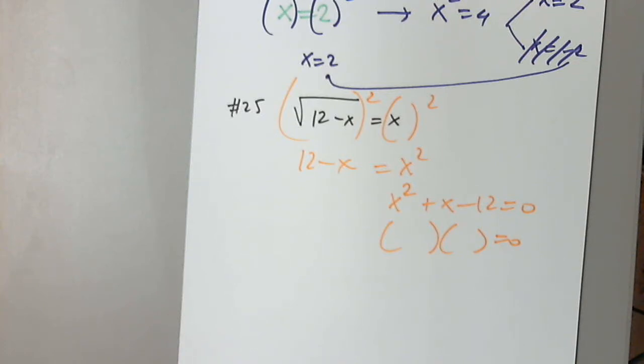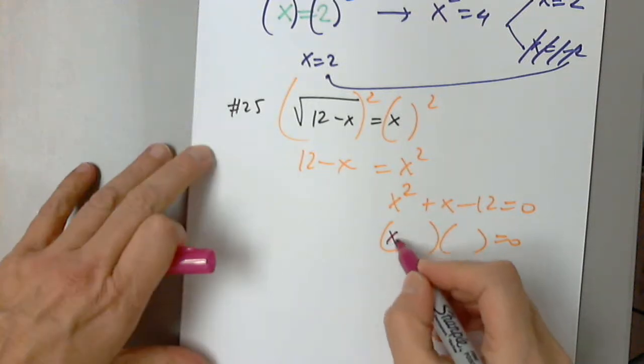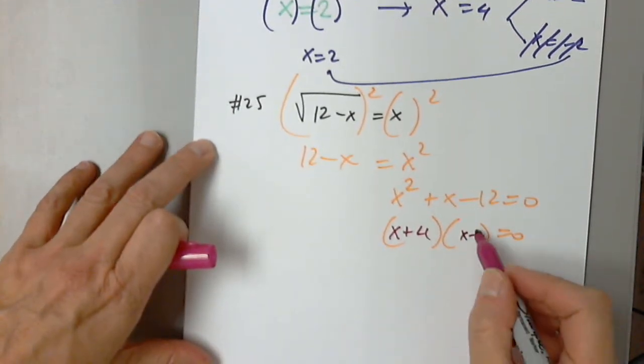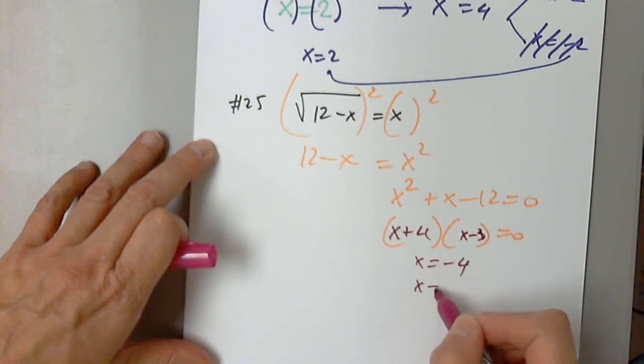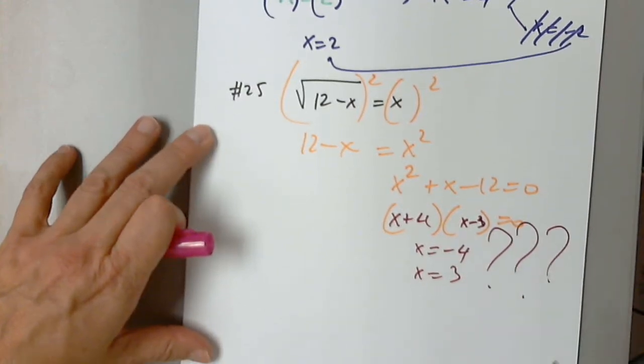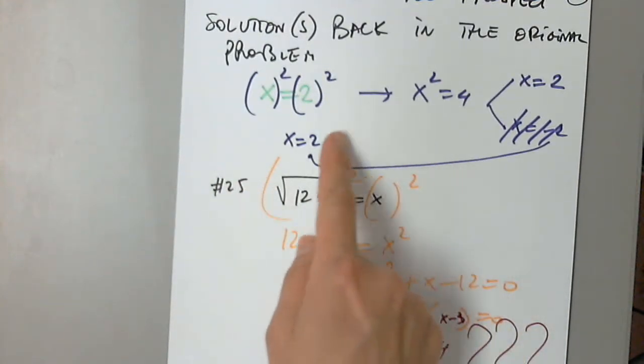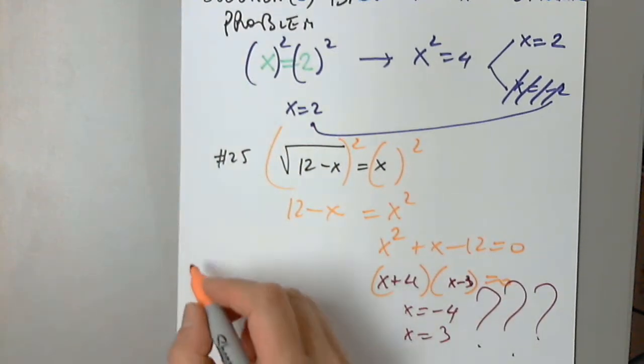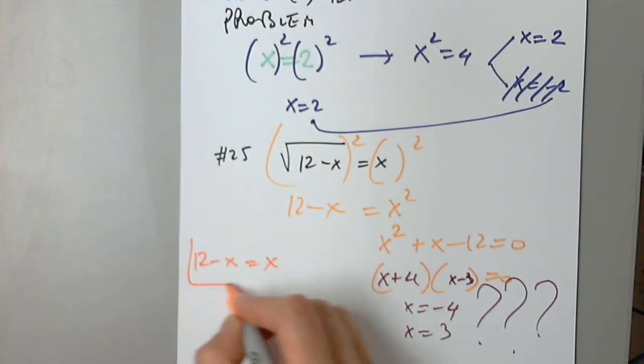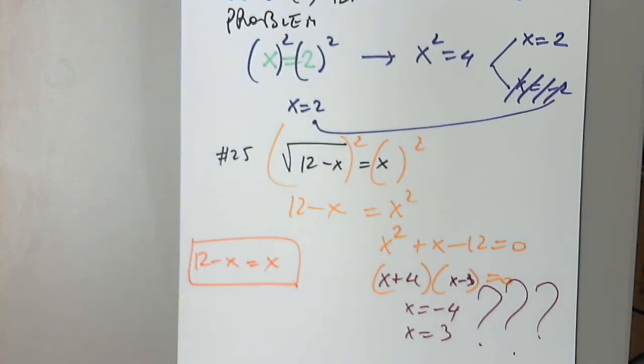The factored form of this is, excellent. So x equals -4 and x equals 3. And I can't put enough big question marks. Do not check here. This is not the original problem by any means. The original problem is this. This is the original problem, and that's where I go back and check.